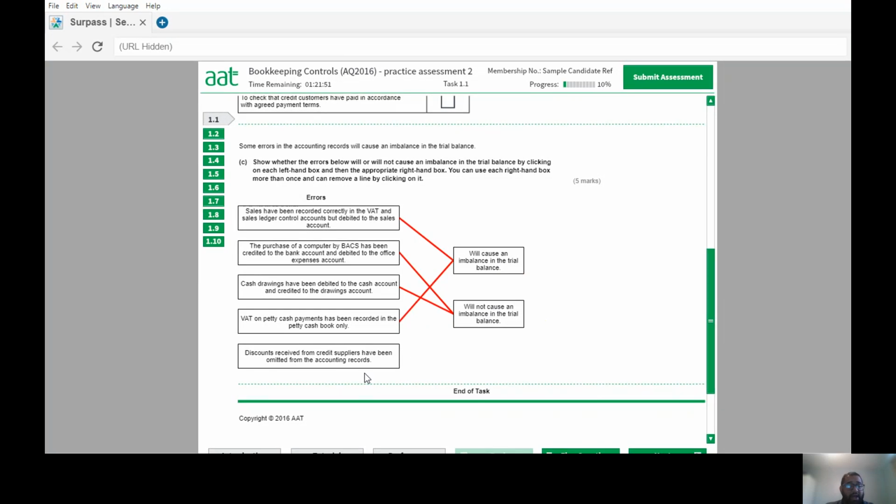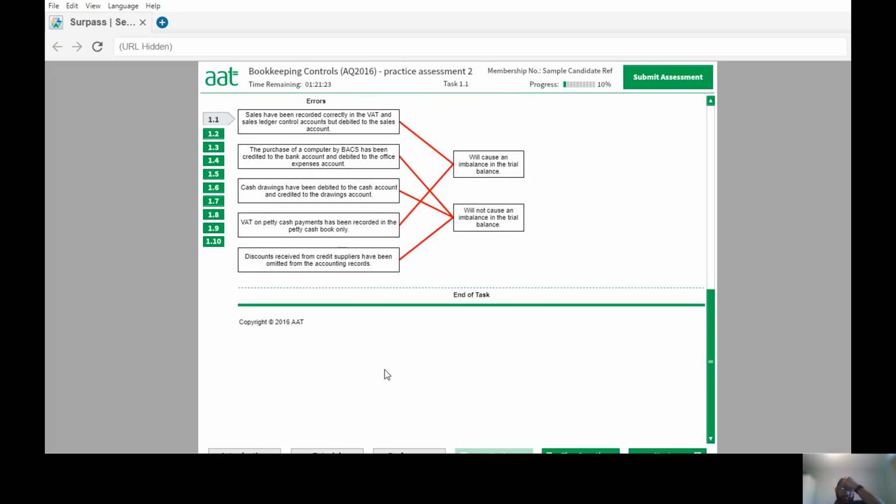And the last one is the discount received from your credit suppliers has been omitted from the accounting records. So this entry means there are no debits, no credits, no amounts entered. Therefore, this will not cause an imbalance of your trial balance. So 1 and 4 will cause an imbalance. The other 3 will not cause an imbalance. One of them is an error of commission, this is a reversal, and this is an error of omission.